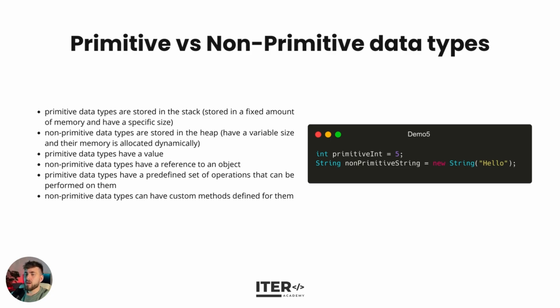In summary, primitive data types are stored in the stack, have a fixed size, hold a value, and have predefined operations. Non-primitive data types are stored in the heap, have a variable size, hold a reference to an object, and can have custom methods defined for them.